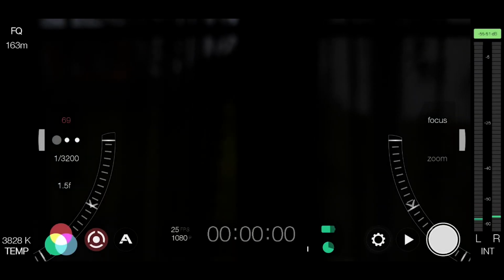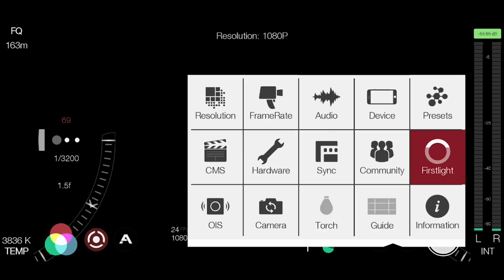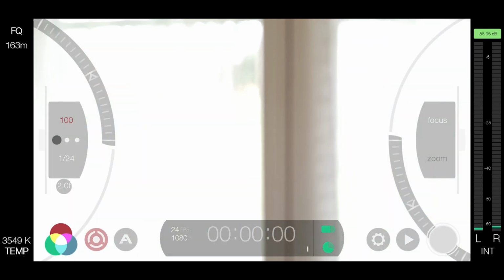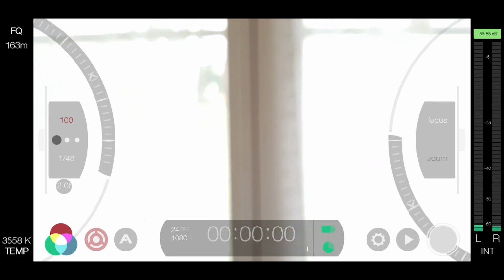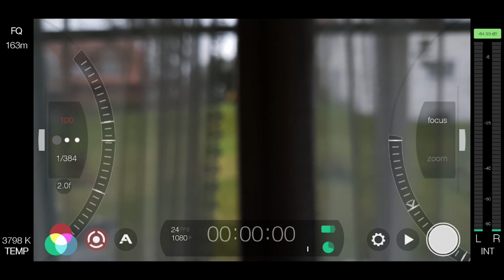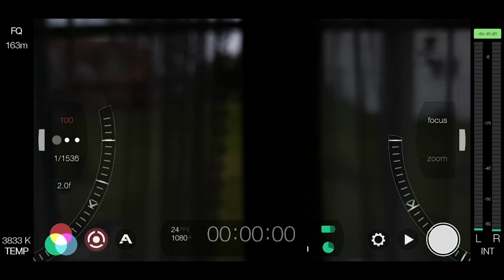But if I set the frame rate to 24 frames per second, the shutter speeds available now are 1/24th, 1/48th, 1/96th, 1/192nd, and so on, all the way up to 1/3072nd of a second.